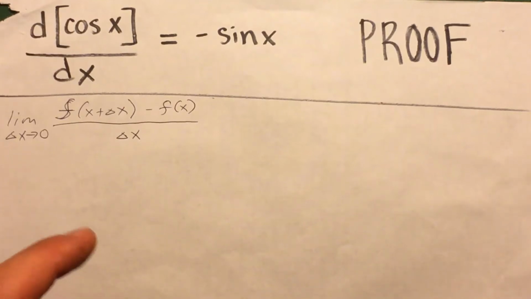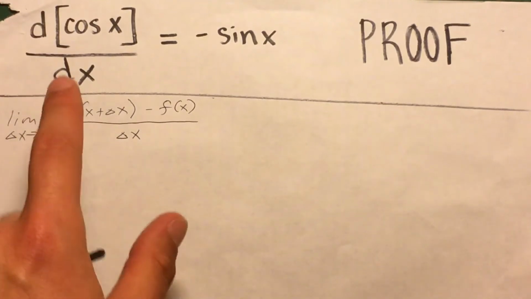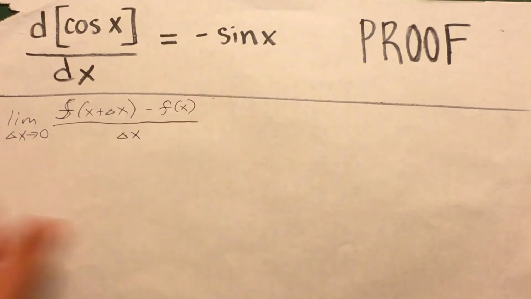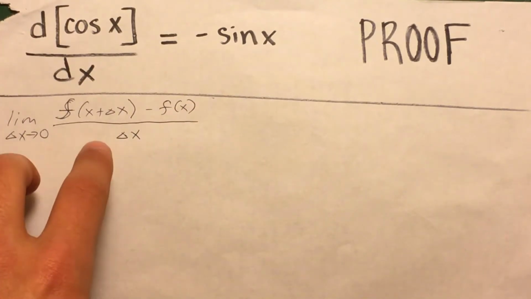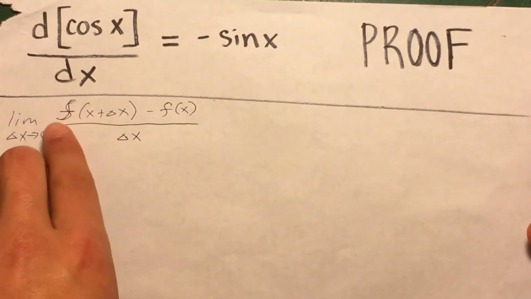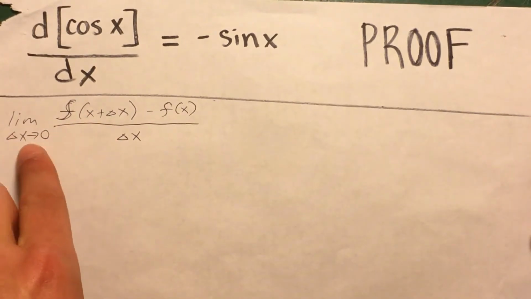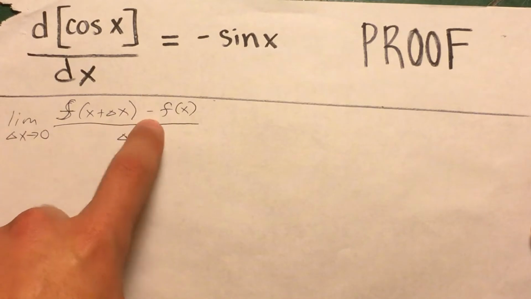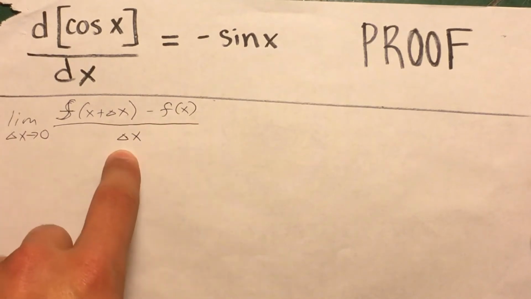Hey everybody, so in this video I'm going to show you how to prove that the derivative of cosine of x is equal to negative sine of x. So we're going to use the limit process, the limit definition of a derivative. So it's going to be the limit as delta x approaches 0 of f of x plus delta x minus f of x over delta x.